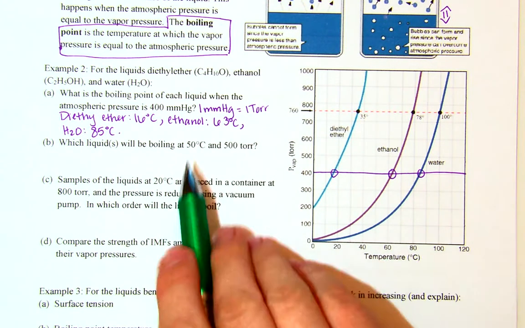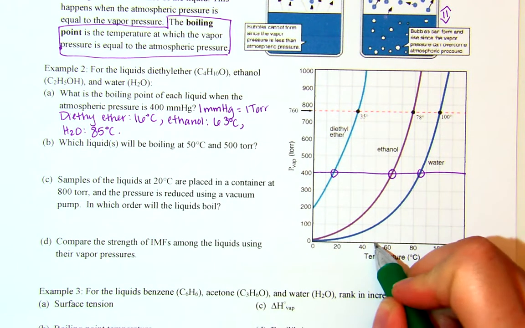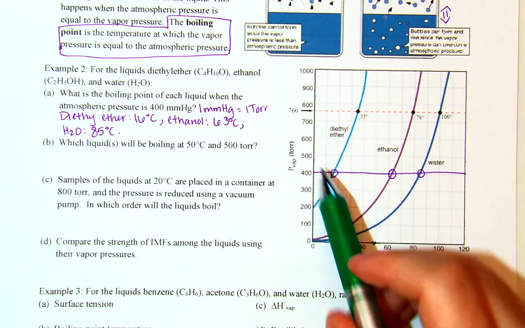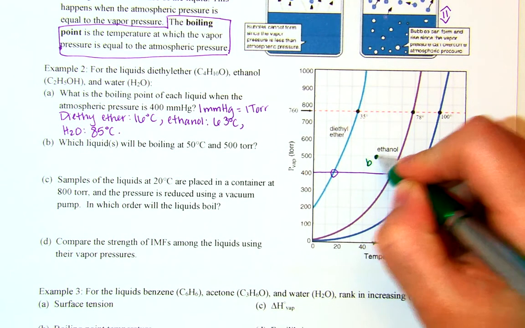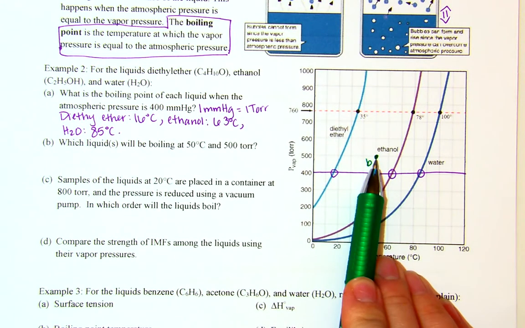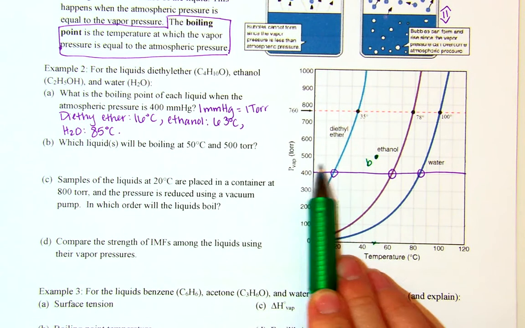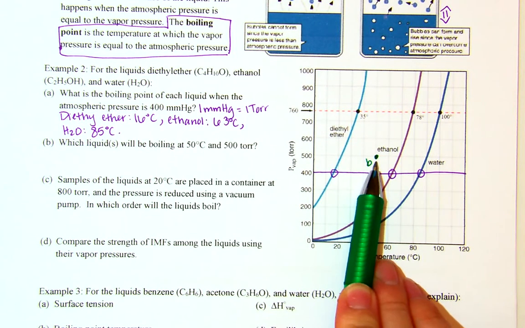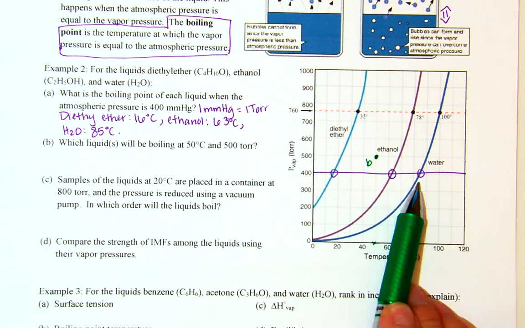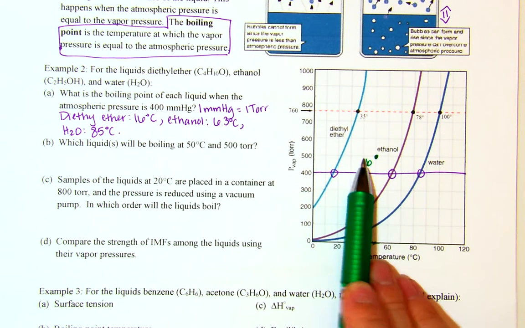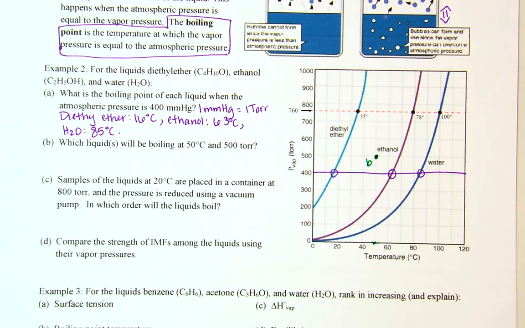So we're going to find our 50 degrees Celsius right here, temperature line. Here's 50 Celsius and 500 torr. Well, where do they intersect? Right there. So this is for part B. So what is the only liquid that is boiling at this point? Well, we've only hit the boiling point of diethyl ether. We haven't hit ethanol, and we haven't hit water. So those boiling curves are here. So the only one that's boiling at that temperature and pressure is the diethyl ether.